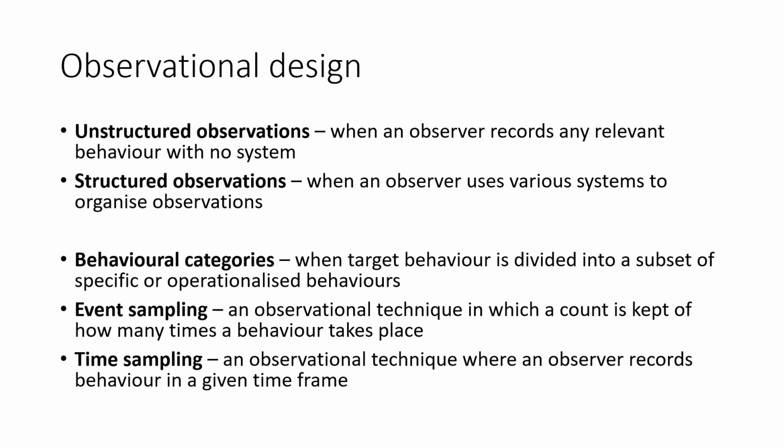You've got event sampling, which is an observational technique in which a count is kept of how many times the behaviour takes place. And then time sampling is an observational technique where an observer records behaviour in a given time frame. So, for example, they write down what an individual is doing every 10 seconds, every 15 seconds or something.